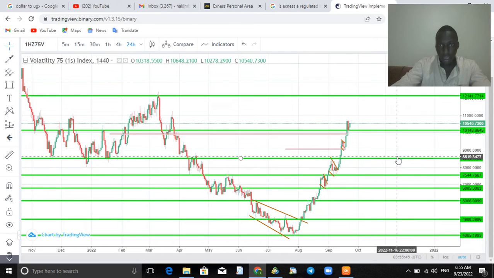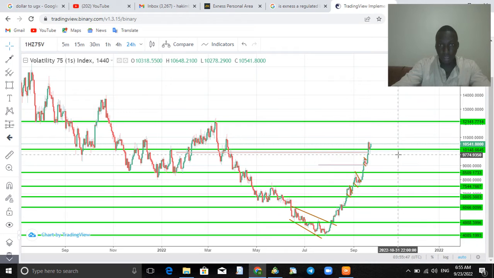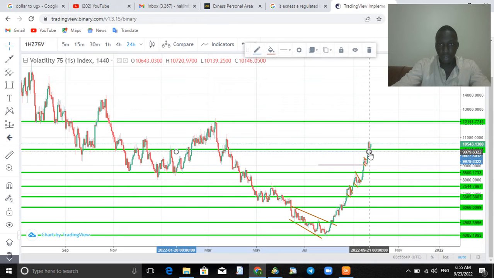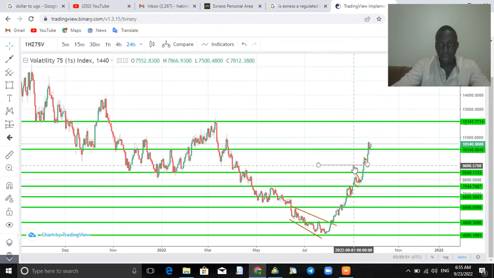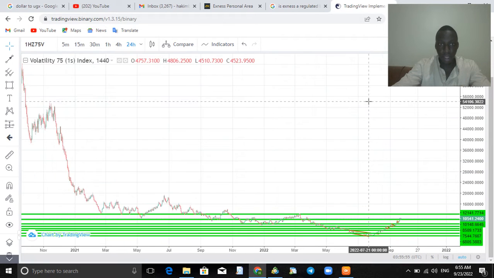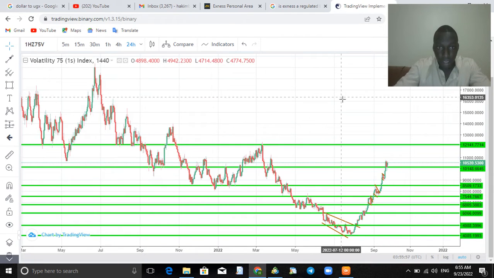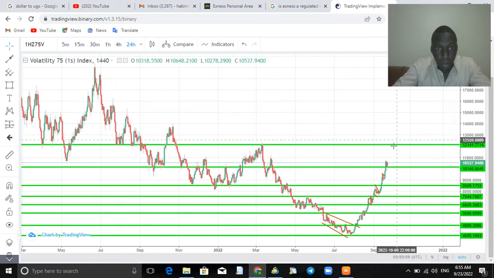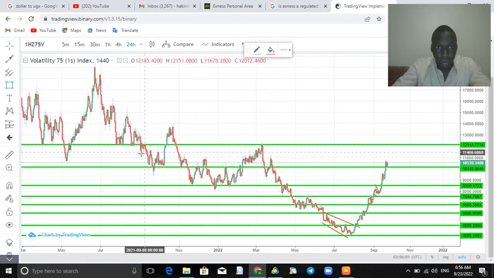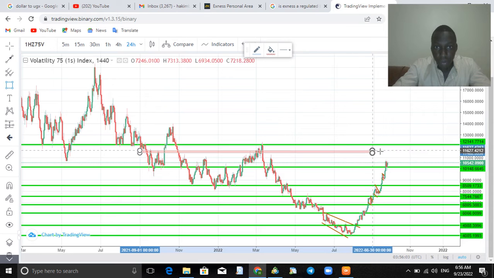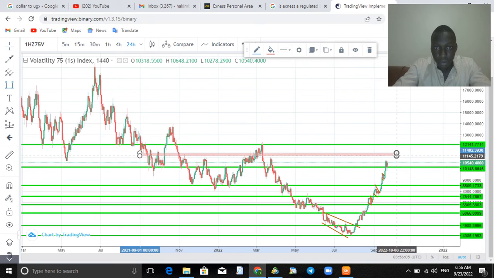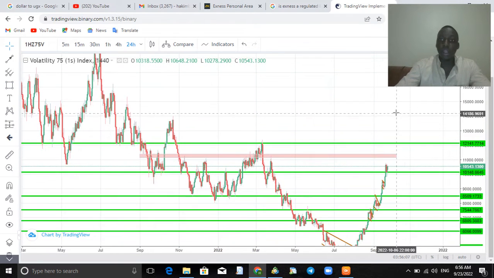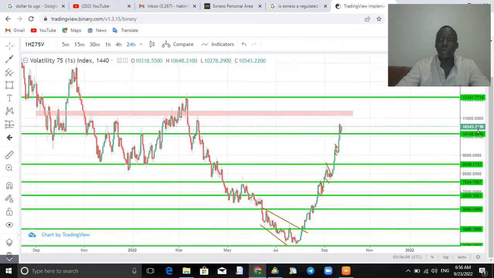Now in our higher time frame we can see that this pair has broken our major market key levels, and now it's heading all the way to this particular supply zone. We have this supply zone. Now for this currency pair, it's a little bit easy to analyze.